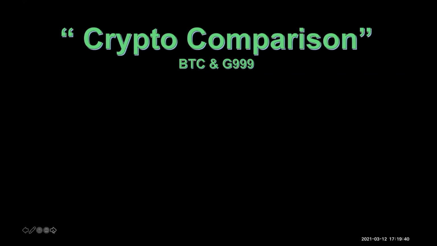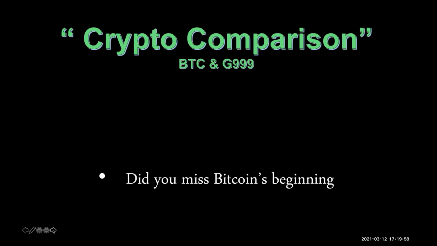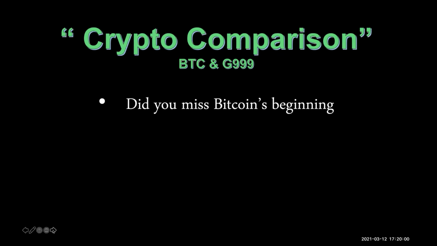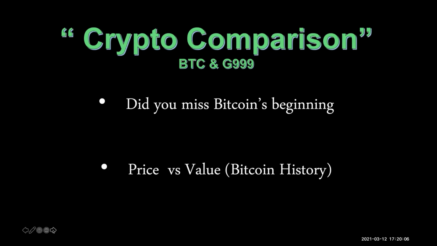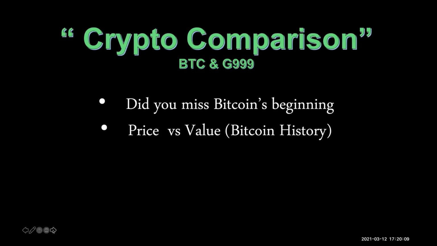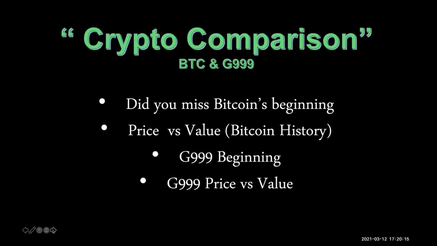I'm excited because I want y'all to see some of this content. What I want to talk about this afternoon is crypto comparisons. And the reason why I want to compare two, and to make it easy for you, I would say Bitcoin and G triple nine. We will be comparing, if you did miss Bitcoin's beginning, right? You did miss it. We're gonna talk a little bit about that. We're gonna talk about the price versus value of Bitcoin in its history. We're gonna talk about the beginning of G triple nine and then the G triple nine price and value.